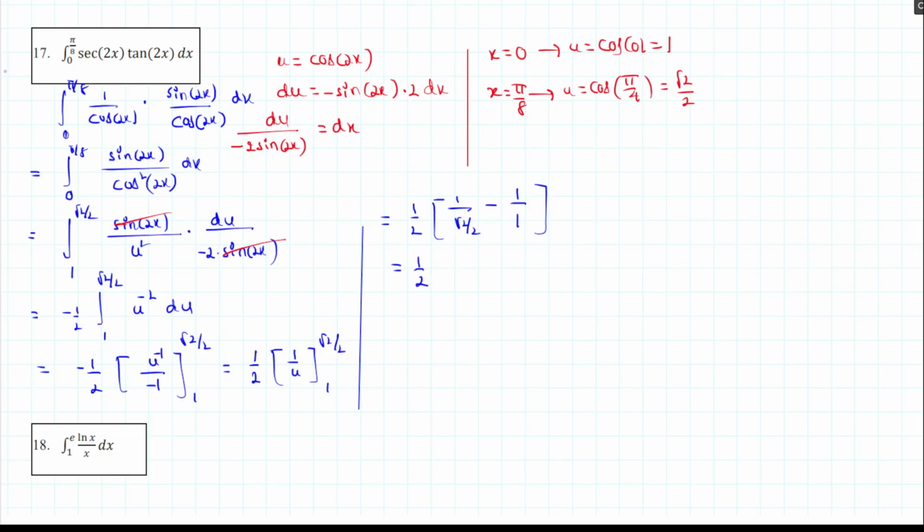So this is a complex fraction. We can rewrite this as 2 over root 2 minus 1, and distribute the 2. So you will get the 2 cancelled. This is 1 over root 2 minus 1 half. So this is the definite integral.